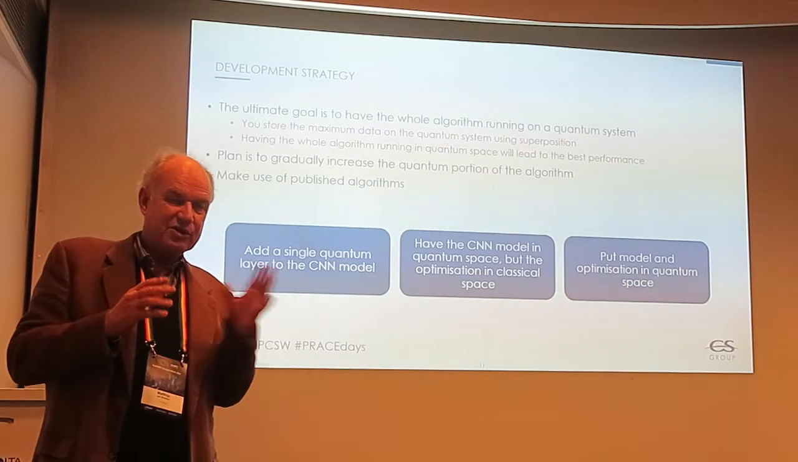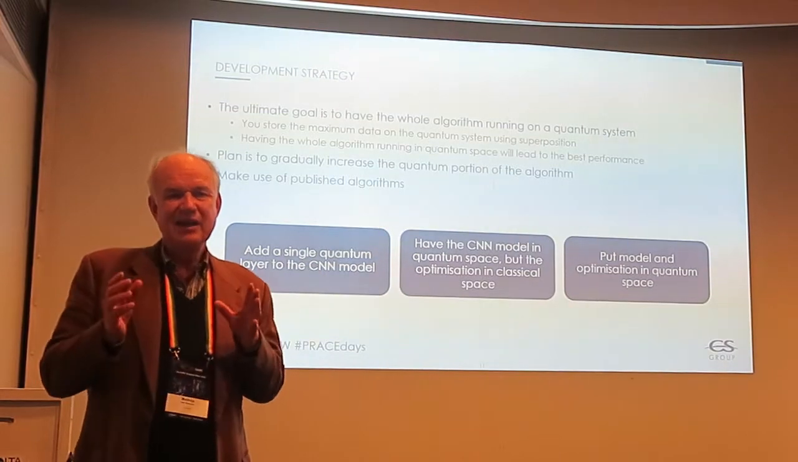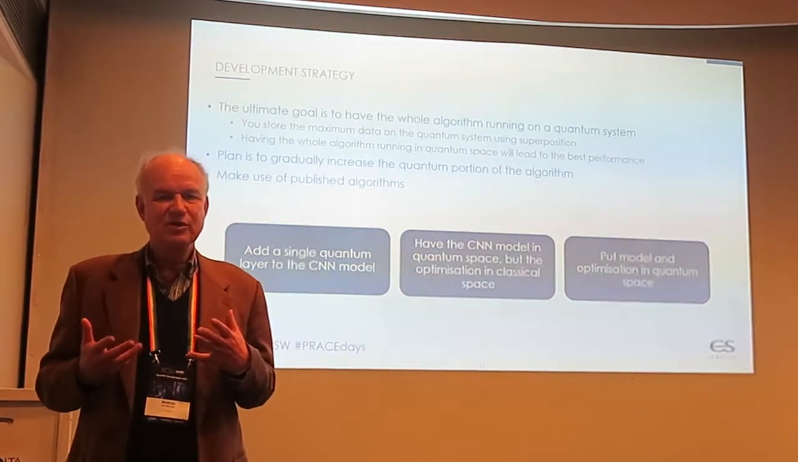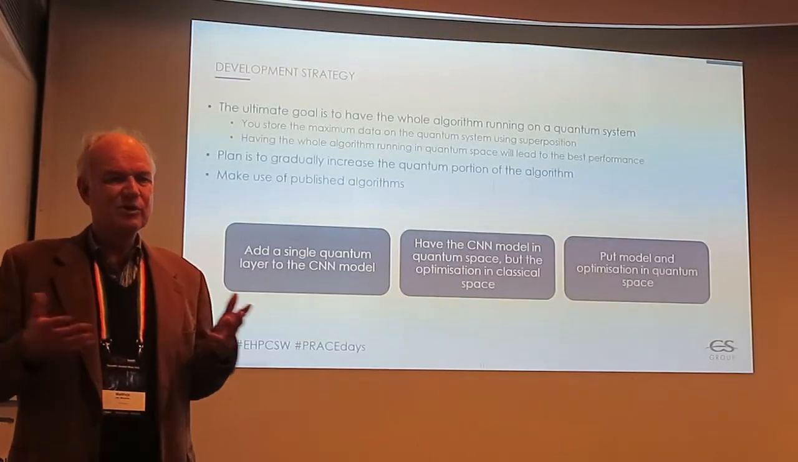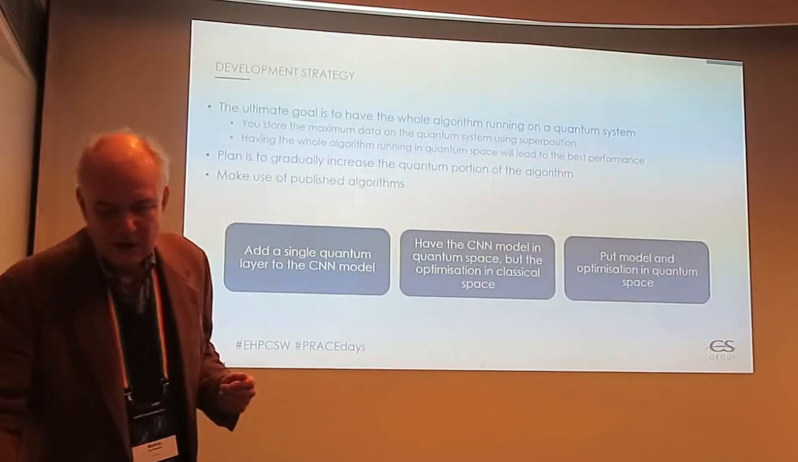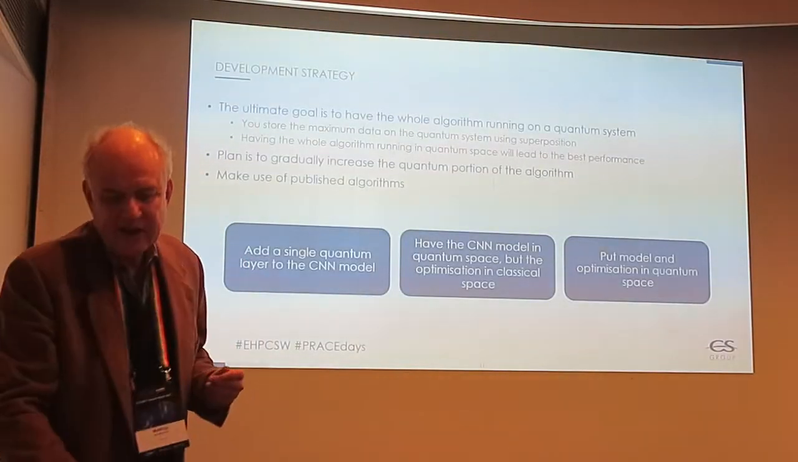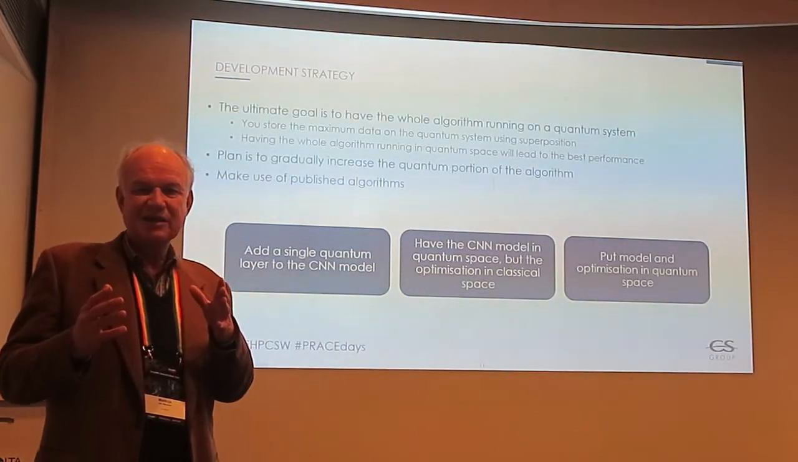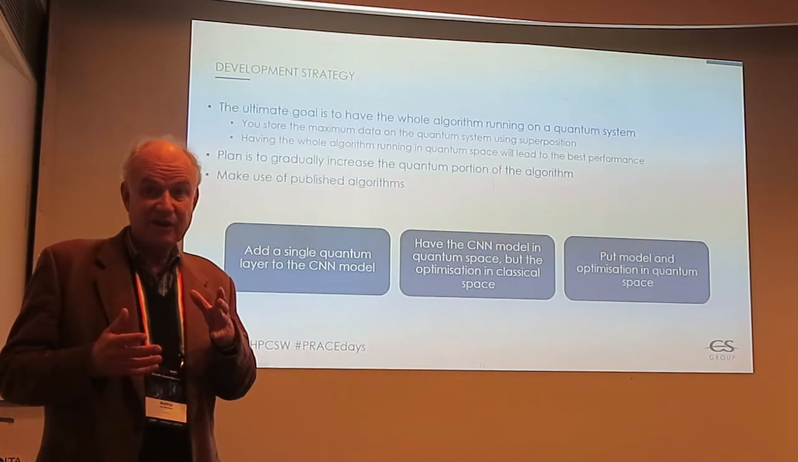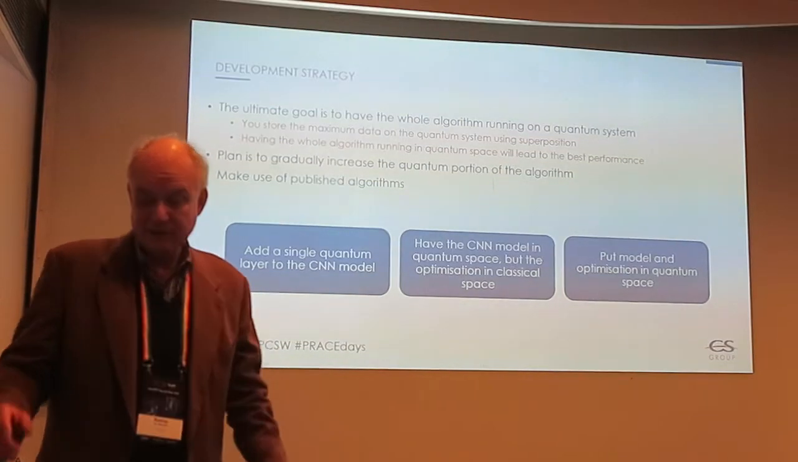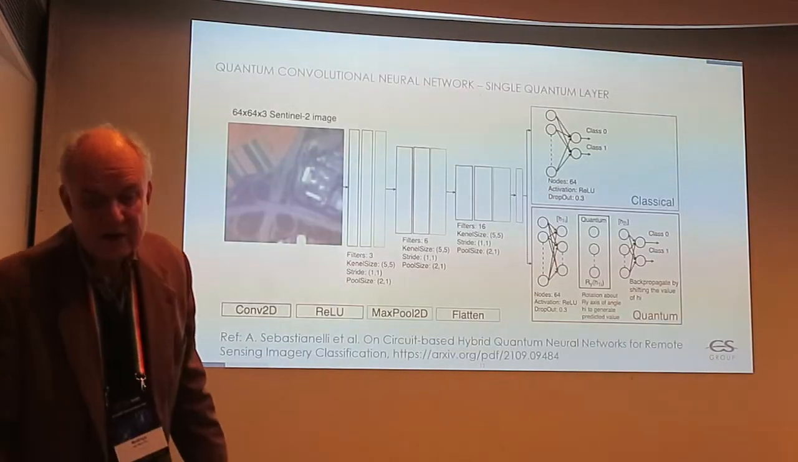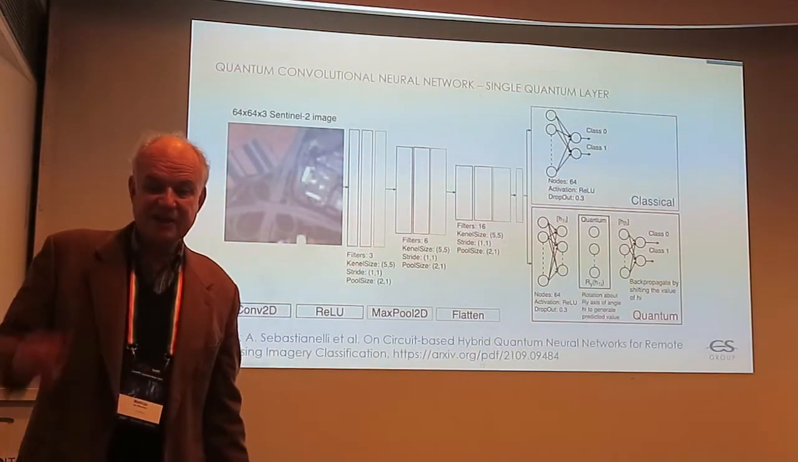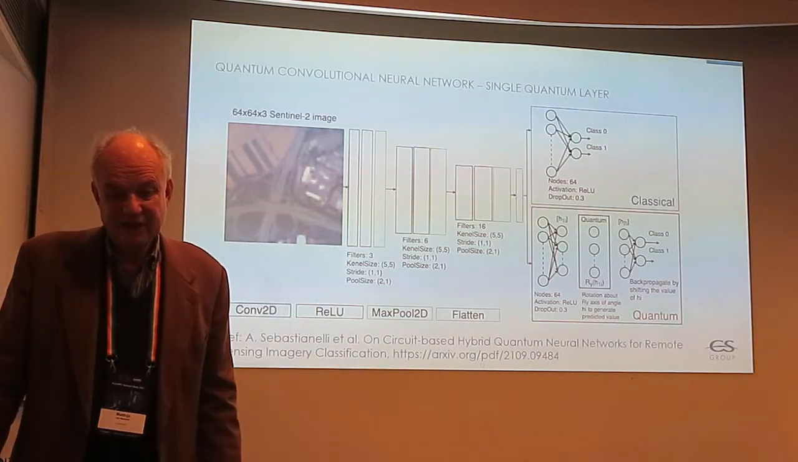So what I want to describe to you is one way to gradually increase the quantum portion of the algorithm. Note that we make use of published algorithms, so this is also a bit of a literature survey. First we add a single quantum layer, then we put the CNN in quantum space, the optimization in classical space, and then the whole thing over.